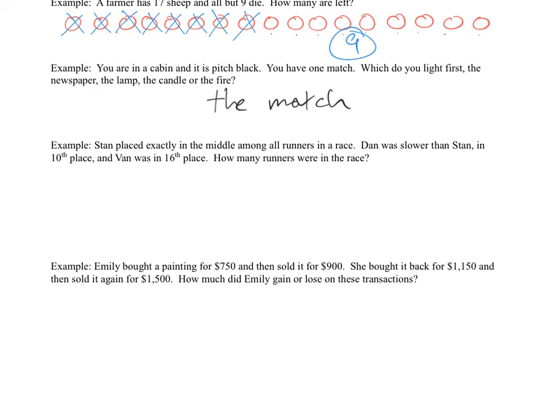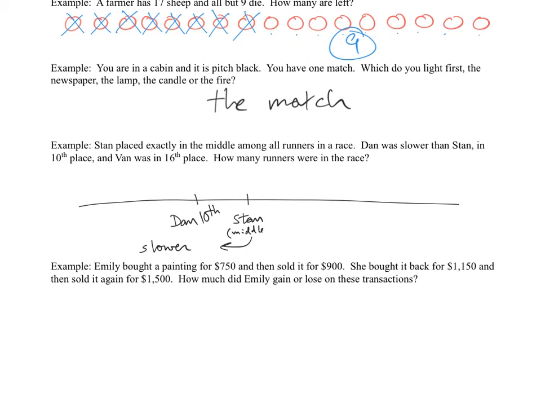Stan placed exactly in the middle among all runners in a race. All right, so let's get Stan down here. I'm going to have to draw myself a picture here. There's Stan. Dan was slower than Stan, so I'm going to put Dan over here, slower. I'm going to mark it so I don't forget. Slower to the left. And 10th place. Oh, so Dan was in 10th place. Oh, we also know Stan was in the middle.